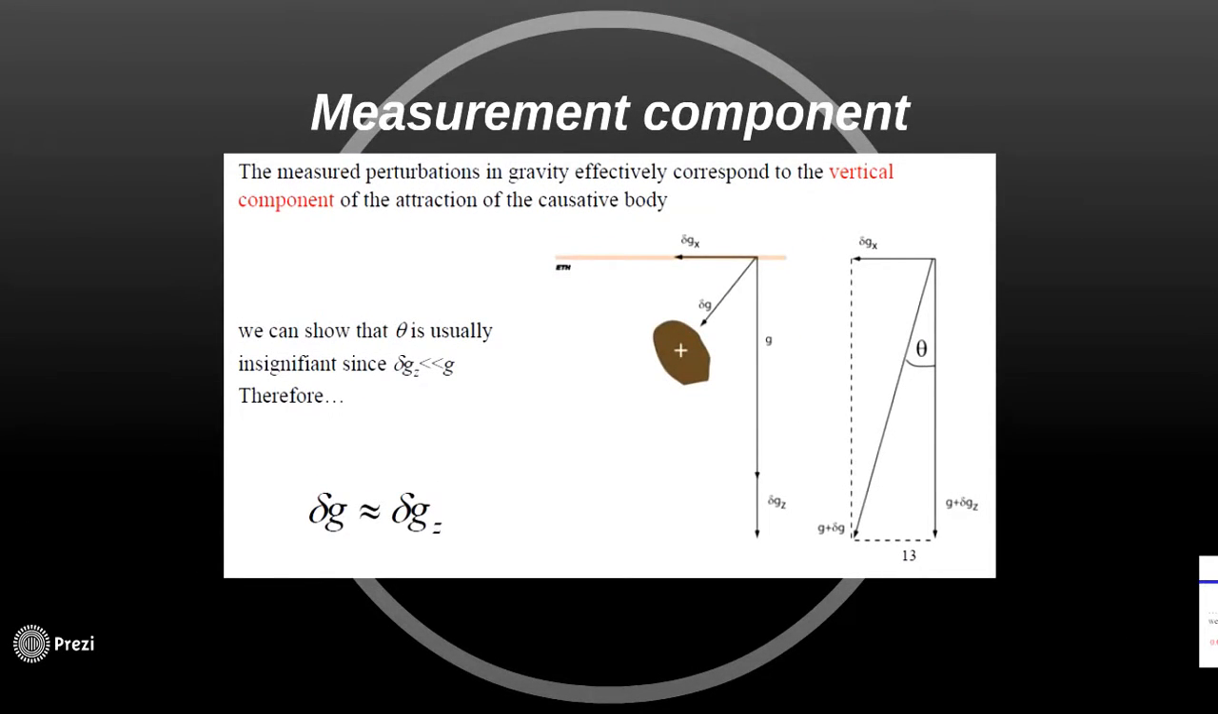Measurement component. The causative body affects almost only the vertical component, since the angle does not play any role, and the resultant delta G is approximated to delta GZ, the vertical component of the change. So lateral displacement along the surface for short distances doesn't make any contrast in gravity changes.